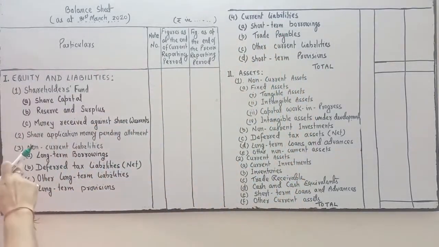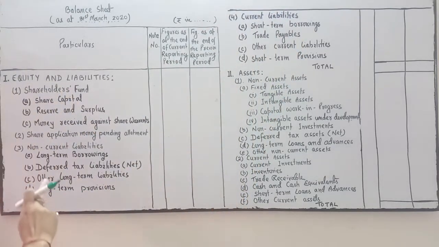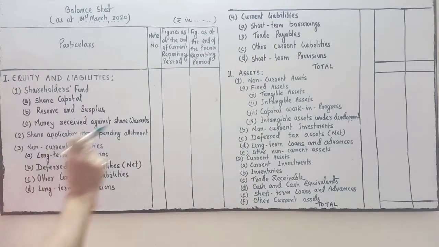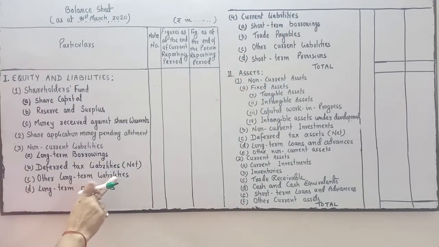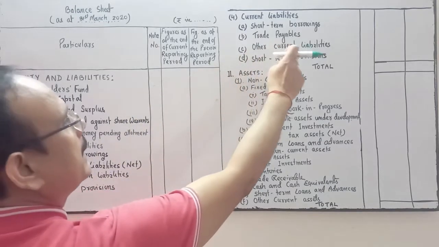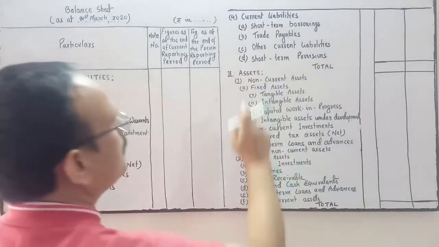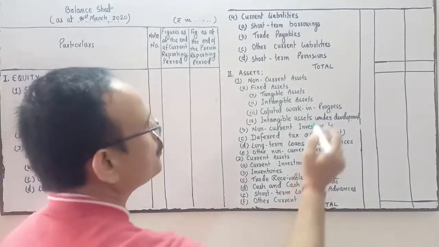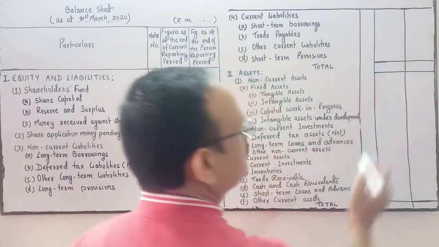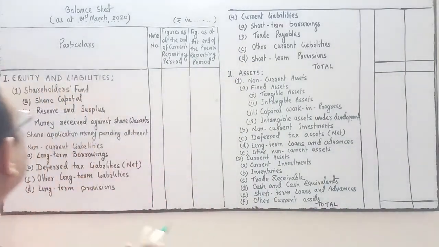You just see non-current liabilities, there are the 4 items: long-term borrowings, here what we have written, short-term borrowings. Deferred tax liability, here we have written trade payables. Other long-term liabilities, there we write the other current liabilities. Long-term provision, short-term provisions. So under the current liability, there are the 4 current liabilities. Now you do the total of the liability side. So there are the 4 liabilities heading wise.